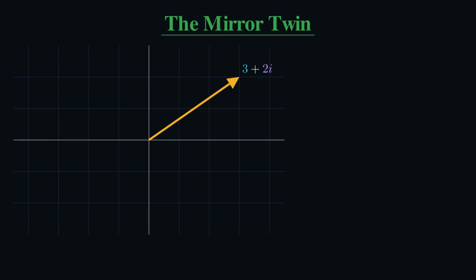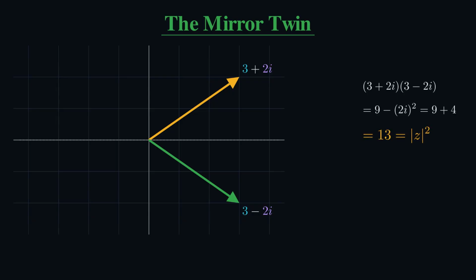One more move you will see everywhere. Take 3 plus 2i and flip its sign on the imaginary part. It reflects straight across the real axis. That mirror twin is called the conjugate. Same shadow across, opposite shadow up. Multiply a number by its conjugate and the imaginary parts cancel. You are left with a plain real number, the length, squared. That is how you turn a complex mess back into a size.